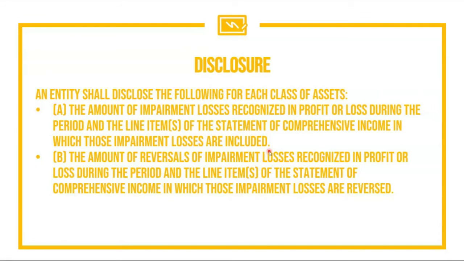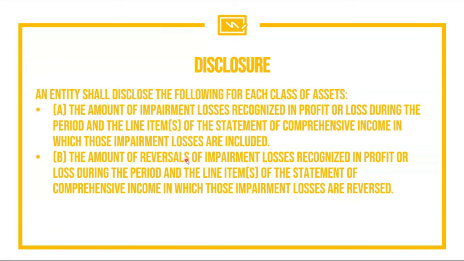So general disclosures will be the following. The amount of impairment losses recognized in profit or loss during the period and the line items of the statement of comprehensive income in which those impairment losses are included. So meaning you provide details on the impairment losses that you recognize during the period.